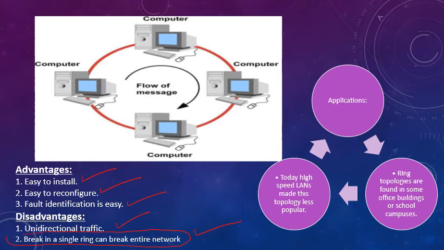Here you see computer 1 connected with 2, and all other computers are connected in the form of a ring. So the message flows from system number 1 onward. Application: today high speed LANs have made this topology less popular. Ring topologies are found only in some office buildings or school campuses.